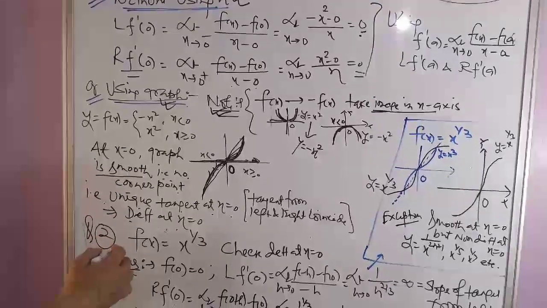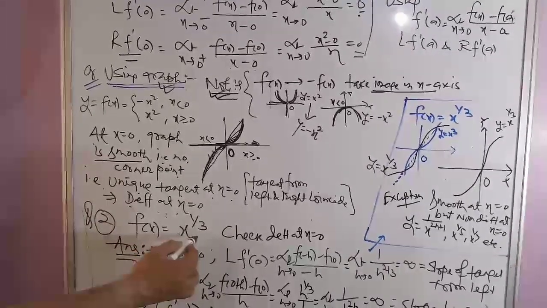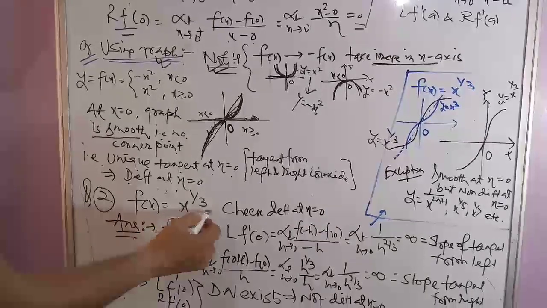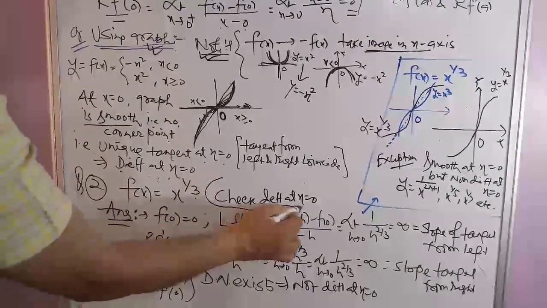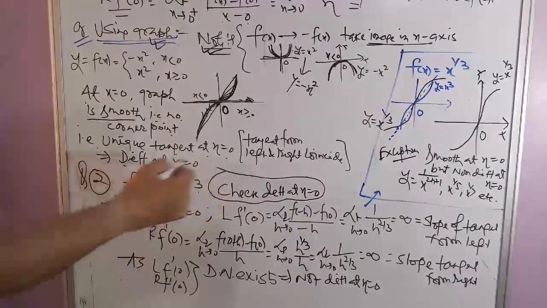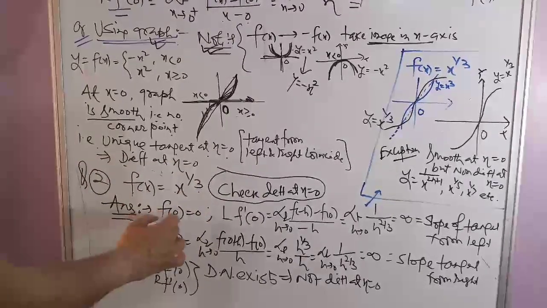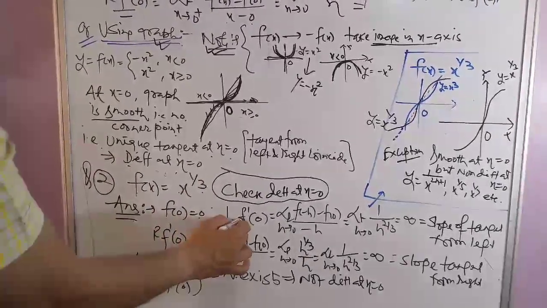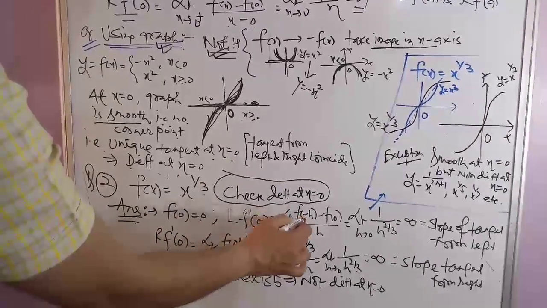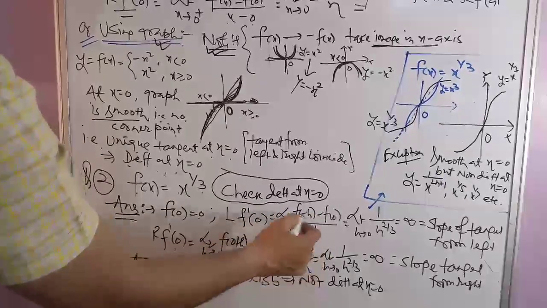Next, f(x) equal to x to the power 1/3. We have to check differentiability at x equal to 0 by using the formula. f(0) equal to 0. LF'(0) is limit h tends to 0 of [f(0 - h) - f(0)] / (-h).